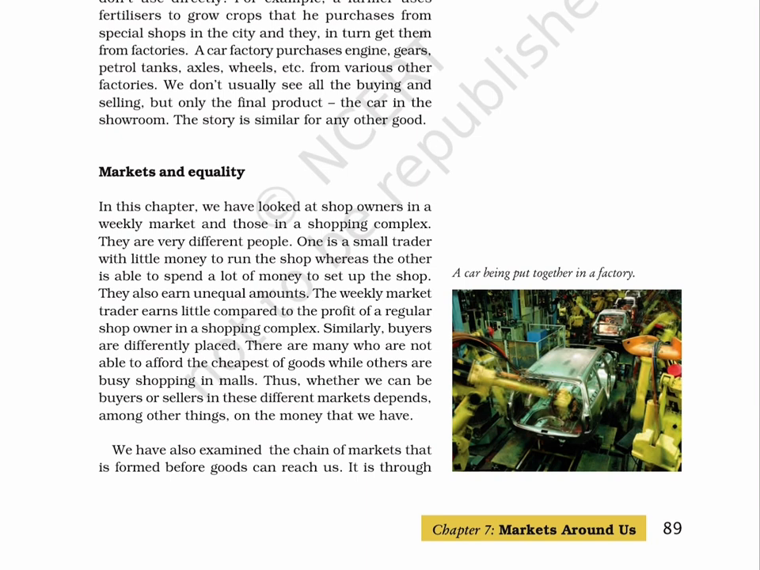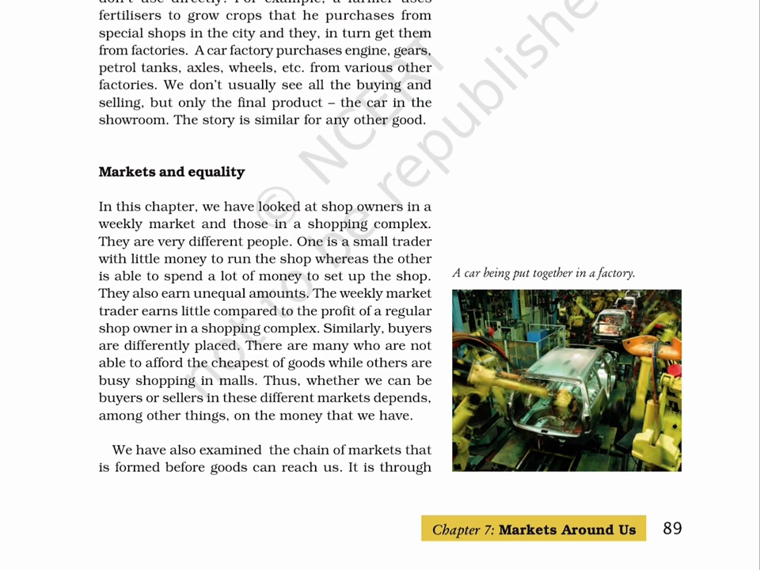Similarly, buyers are differently placed. There are many who are not able to afford the cheapest of goods while others are busy shopping in malls. Thus, whether we can be buyers or sellers in these different markets depends, among other things, on the money that we have. On page number 89, there is a picture of a factory assembly line given. In this picture, a car is being assembled in a factory.